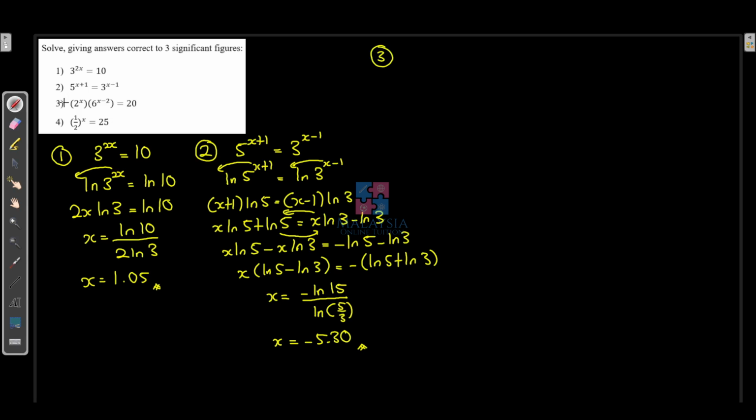Next for part 3 here, 2 to the power of x multiplied with 6 to the power of x minus 2 equals 20. Okay, so the weird thing about this question is on the left, you have the 2 of this to be multiplied. So you know that you are going to be applying logarithm, but how? Okay, so now let me show you. So now you have ln, and then 2 to the power of x, and then 6 to the power of x minus 2 equals ln 20.